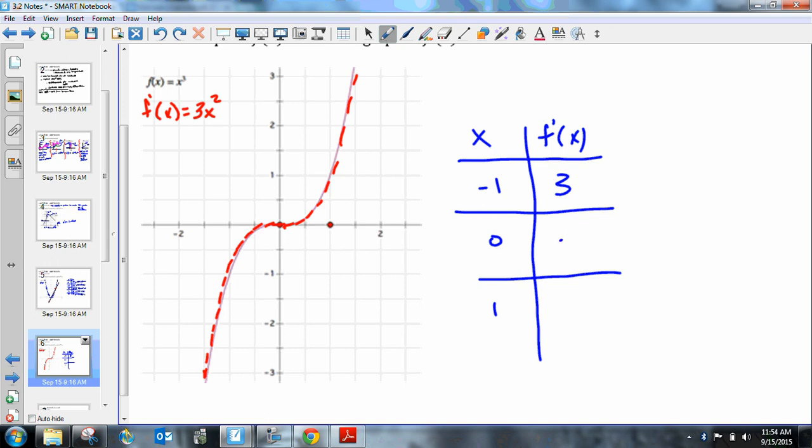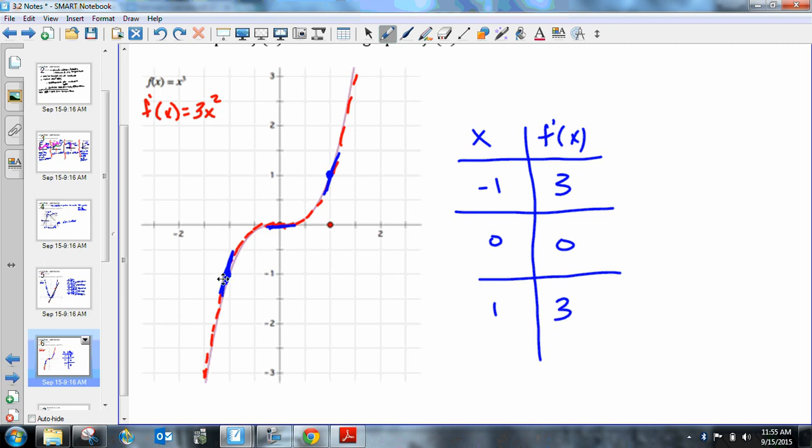So hold on, let me do this. At -1, the slope of this line looks like it's about 3. If you were to extend this line out, it looks like it has a slope of about 3. The slope here at 0 is a horizontal slope of 0. If I plug in 1 into my derivative, I get 1 squared times 3. That's just 3.